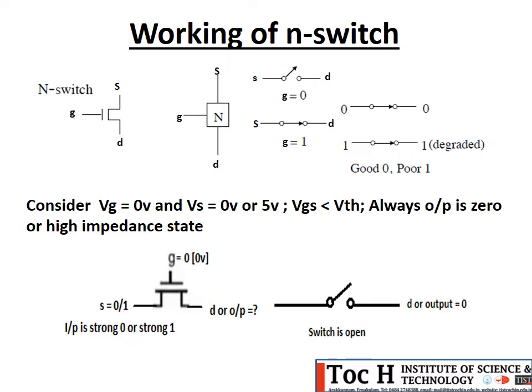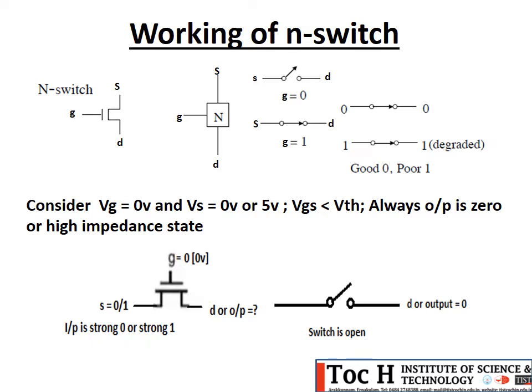Now in this case, as we give 1 as input to the source terminal, the output drain terminal receives that 1, but it is not actually the one that we have already given here. It is actually a degraded one, or poor one, or weak one. We will learn about these concepts in the later slides.